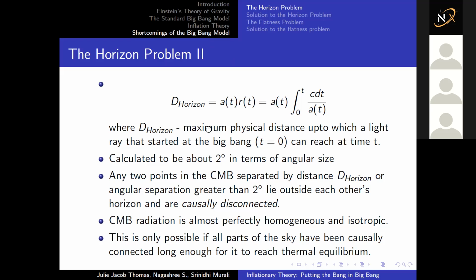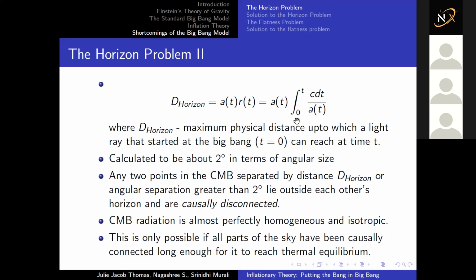So in cosmology, the horizon size is given by this equation. It's the integral of c dt by a(t), multiplied by the scale factor a(t). The quantity within this integral is basically the size of what one would call the co-moving distance, or the size of the coordinate. And when we multiply by the scale factor, we get the actual physical size of the horizon.